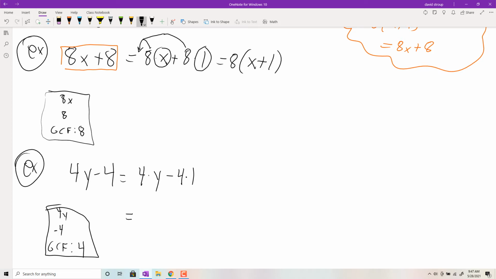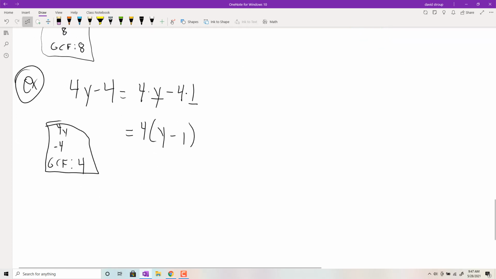Okay. Go down one line here. And I'll have a 4 out in front, and then the leftover bits are the y, and then the minus 1. Okay. And again, in your brain, you could redistribute. 4 times y is 4y. 4 times negative 1 is negative 4. So it seems to work.